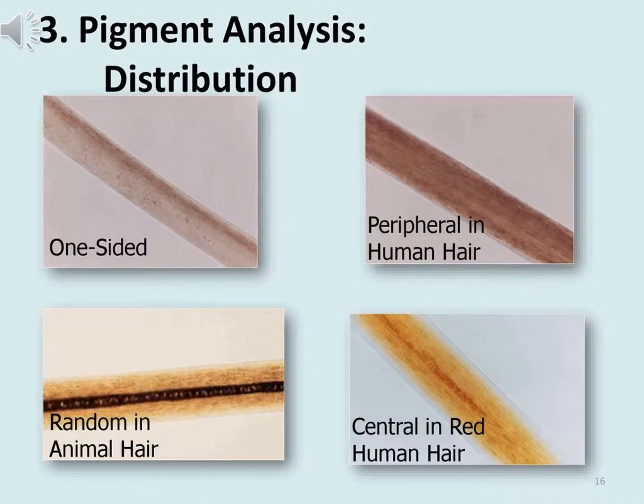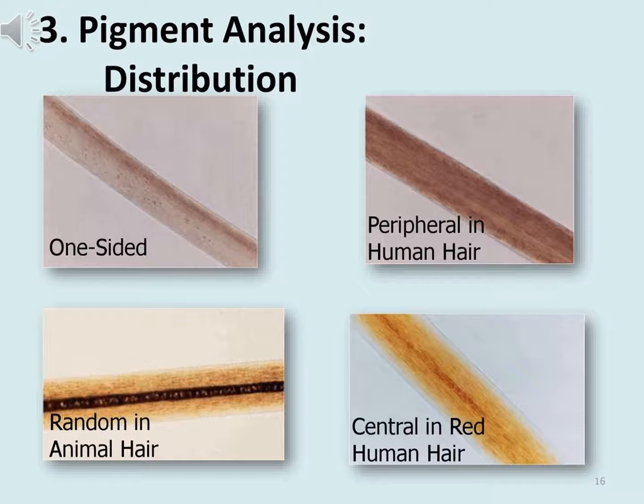So following up on that theme, we have some different distribution patterns. On the top left, we see a one-sided distribution pattern. You can see that the pigment is really localized to the top of that sample as we look at it, and the underside has little, if any, pigment. Over to the right top, we have a peripheral pattern, so it's all around the edges in a human hair. Then at the bottom left, we see a random pattern in an animal hair. And then finally at the bottom right, there's a central pattern in red human hair. So that red human hair we see again at the very edges of it.